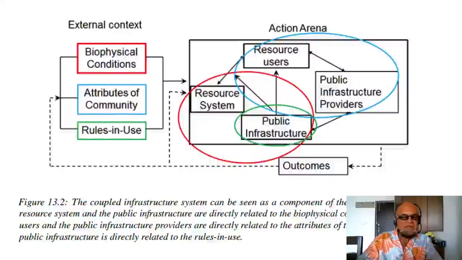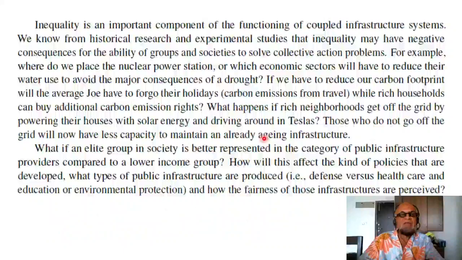What is happening? The resource system and the public infrastructure are directly related to the biophysical conditions. The resource users and the public infrastructure providers are directly related to the attributes of the community. So resource users and the public infrastructure providers are directly related here, and the public infrastructure is directly related to the rules in use. Okay, so you get these multiple loops where feedbacks are happening.